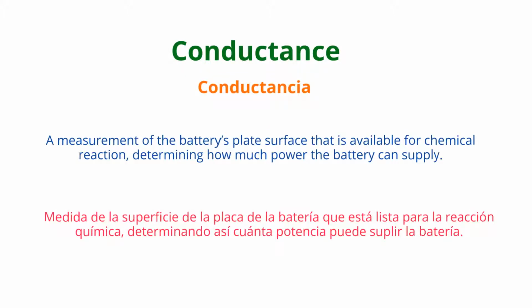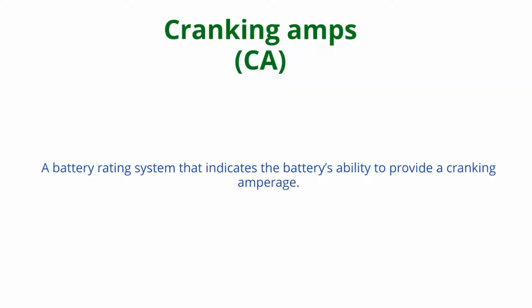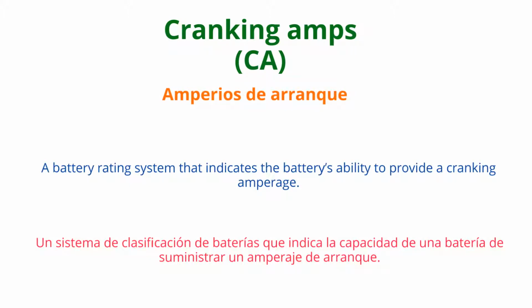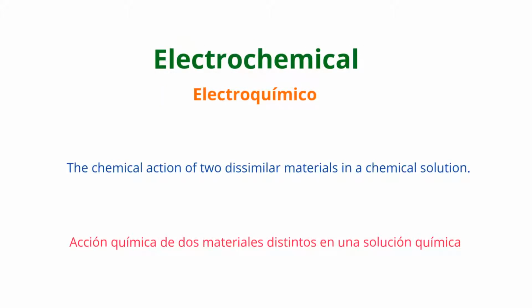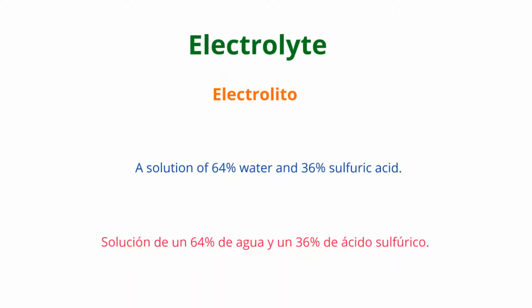Conductance. A measurement of the battery's plate surface that is available for chemical reaction, determining how much power the battery can supply. Cranking amps, or CA. A battery rating system that indicates the battery's ability to provide a cranking amperage. Deep cycling. This refers to discharging the battery completely before recharging it. Electrochemical. This refers to the chemical action of 2 dissimilar materials in a chemical solution. Electrolyte. A solution of 64% water and 36% sulfuric acid.